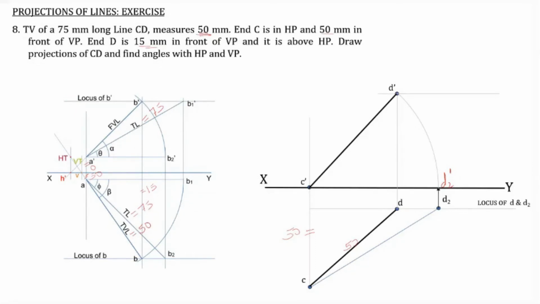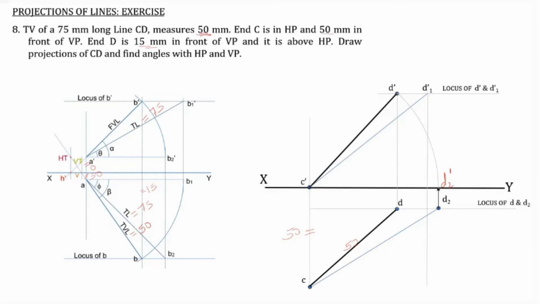In order to get the true inclination with HP, we draw the locus of D dash. This line is the locus of D dash. Into that line we drop the true length, which we already know, that is 75 millimeter. So we draw an arc of radius 75 millimeter onto the locus of D dash. That point is D1 dash. The angle of C dash D1 dash with the XY line will be the inclination of the line with the HP.